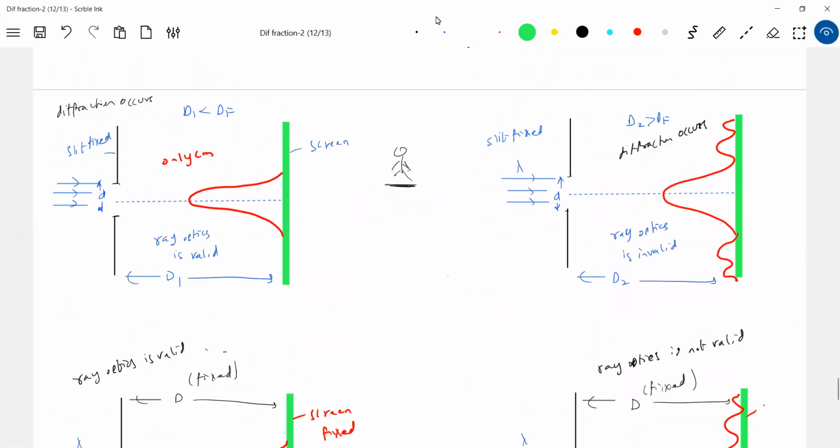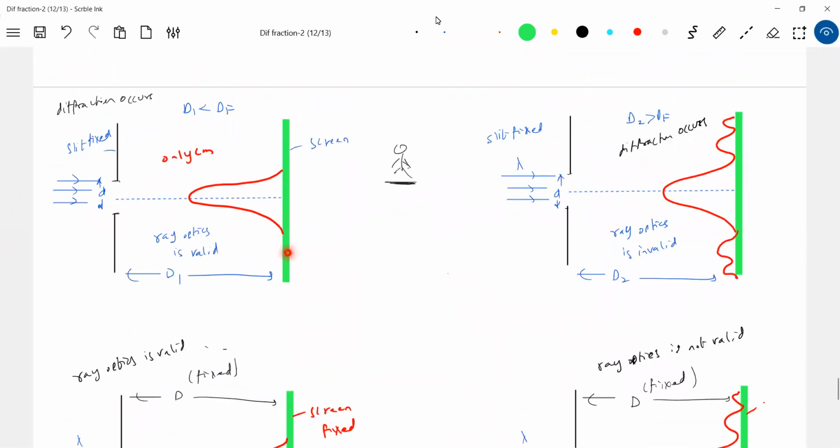So what are they adjusting? Whatever distance you cannot keep the screen, there should be some conditions followed here.